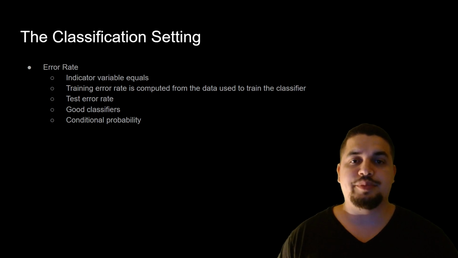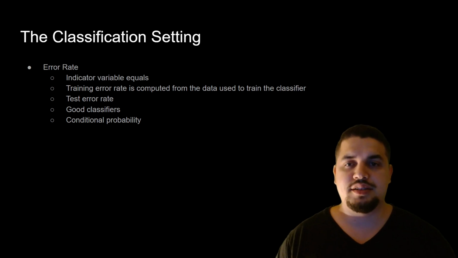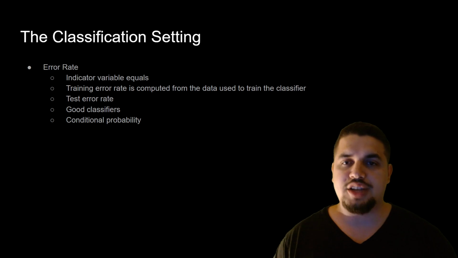Error rate is the proportion of mistakes a model makes when applied to training data. A check variable is set to 1 if the predicted and actual outcomes don't match, and 0 if they do match. If the check variable is 1, then the specific data point was incorrectly classified by the classification method. This forms the basis for training error rate. The training error rate is calculated using the data that was used to train the classifier.